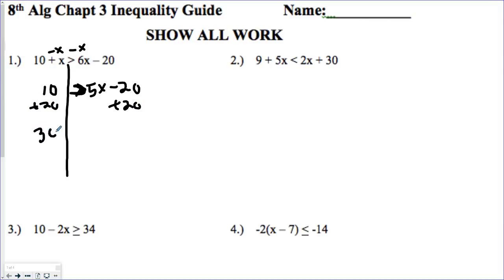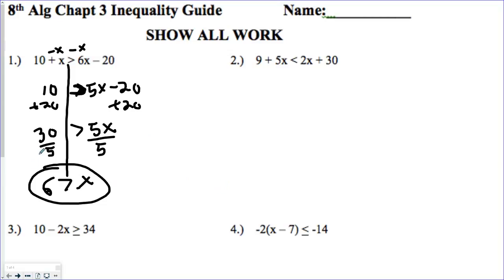So I get 30 is bigger than 5x. Then divide by 5 to get rid of the times by 5. And I get 6 is bigger than x. And that would be my answer. So no need to flip there because I was only working with positive numbers when I divided.